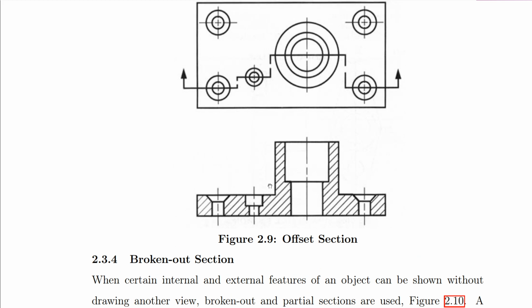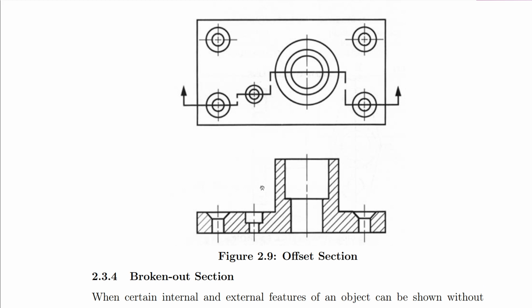This was an offset section. When you view from the direction of the arrow, you are going to observe all the faces appearing in a plane like this. So we have this feature appearing as this, this feature appearing as this, and then we also have the center feature appearing as that. We have this one appearing as this.